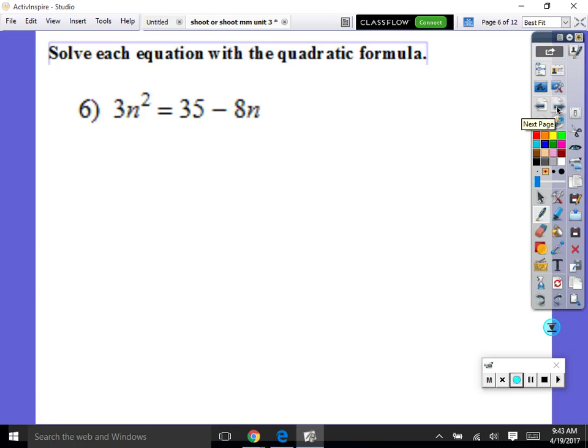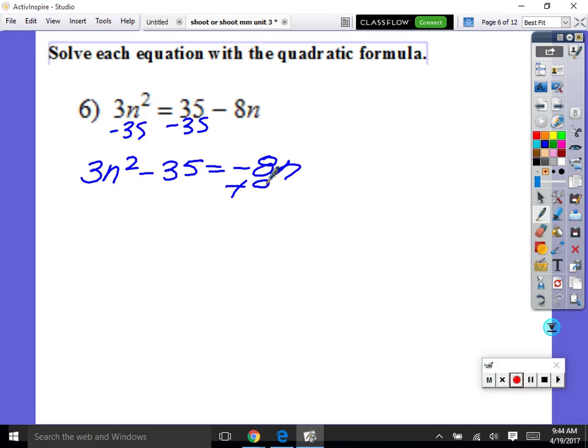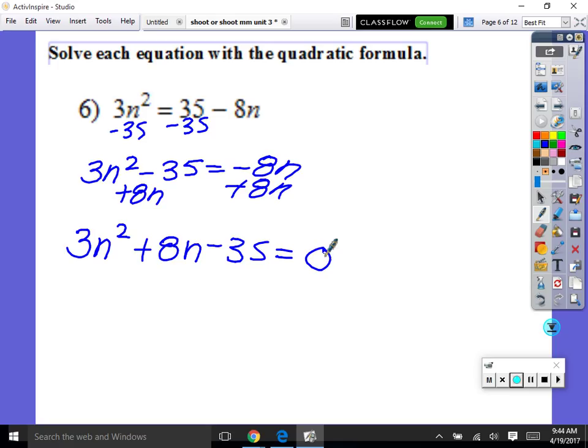Okay, so it says, solve the equation with the quadratic formula. Before you can solve any quadratic, you have to get it set equal to 0. So let's bring these over. Everybody first step. So I'm going to subtract 35 from both sides. So we have 3n squared minus 35 equals negative 8n. Now I have to bring it over to equal 0, so I'm going to add 8n. Now I have to put it in standard form. That's the most important thing to remember. 3n squared plus 8n minus 35 equals 0. And now I will do the quadratic formula.